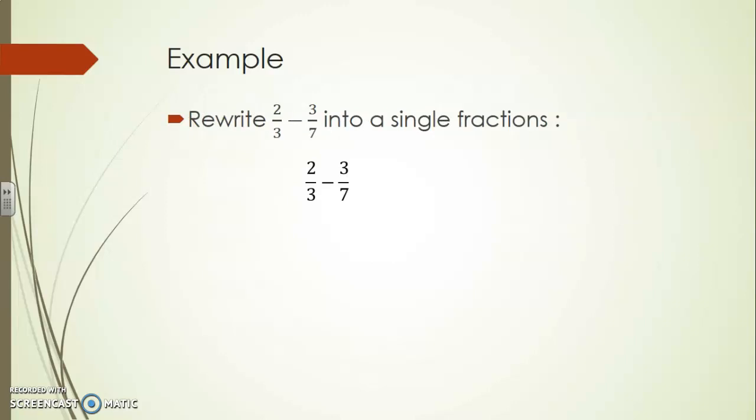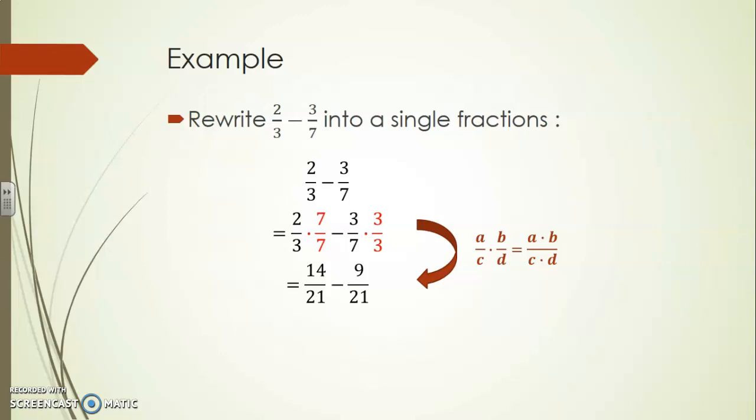Our following example will ask you to rewrite 2/3 minus 3/7 into a single fraction. Now remember that subtractions can only be combined as long as common denominators are obtained. We don't want to change the value of either of these fractions, so in the first case, I've chosen to multiply by 7 over 7 the fraction that was originally 2/3, and by 3 over 3 the fraction that was initially 3 over 7. You do notice that by doing so, 21 becomes the common denominator to both fractions.